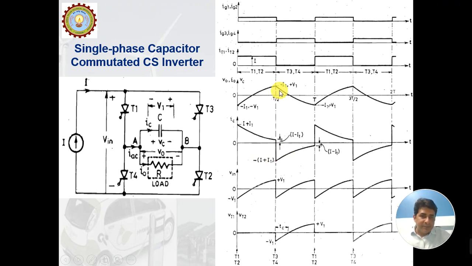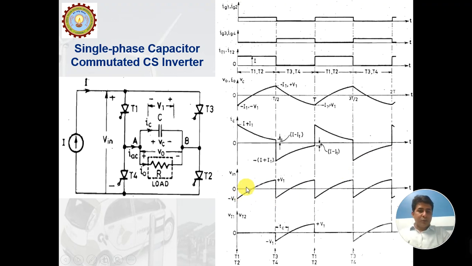Now again, the similar cycle will repeat. The capacitor will now discharge in this direction, and then again it will charge in the negative direction, and during this the current will be completely discharging. This current will discharge from I plus I1 to I minus I1, and the same cycle will repeat.